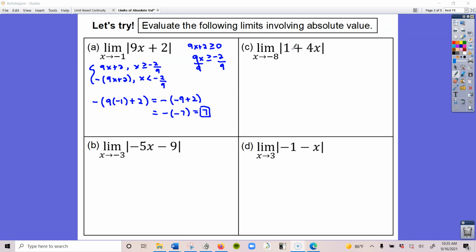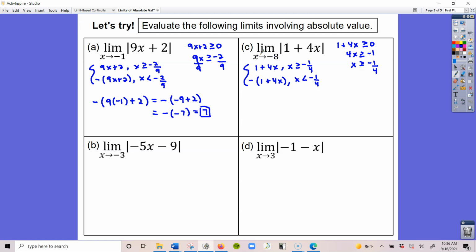Let's look at this next one here. We have the limit as x approaches -8 of the absolute value of 1 plus 4x. So I'm going to take my absolute value and find that inequality. Make it greater than or equal to 0. Subtract the 1, so 4x is greater than or equal to -1. And then divide by 4, so x is greater than or equal to -1/4. So these are my pieces. We have 1 plus 4x for when x is greater than or equal to -1/4, and then -1 minus 4x for when x is less than -1/4.